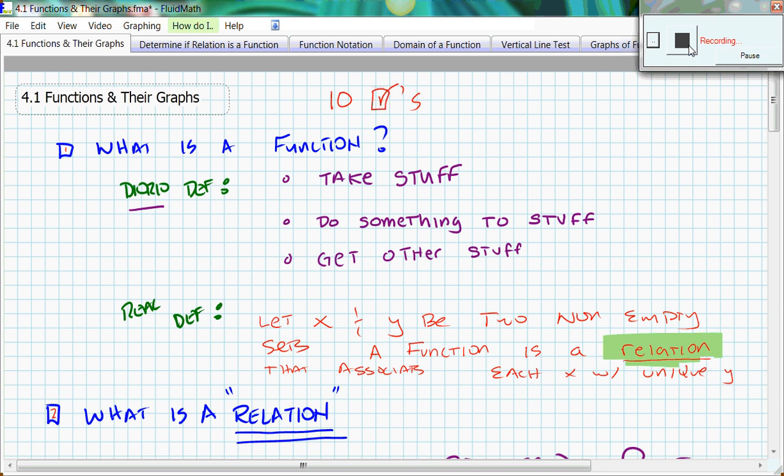For section 4.1 for advanced algebra trig, we had a huge lesson today. It's 10 boxes, okay? My definition of a function that I gave everybody today was: you take some stuff, you do something to that stuff, and you get other stuff. Now, that's not a precise definition, but it makes sense a little bit later on.